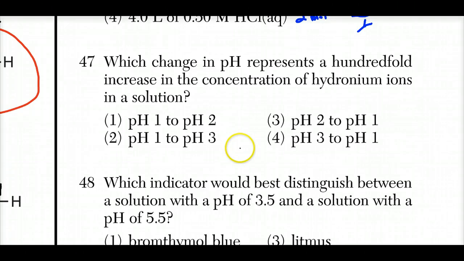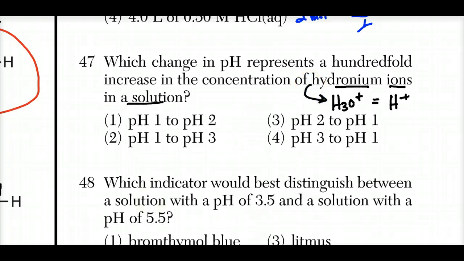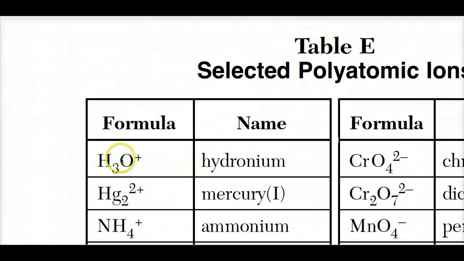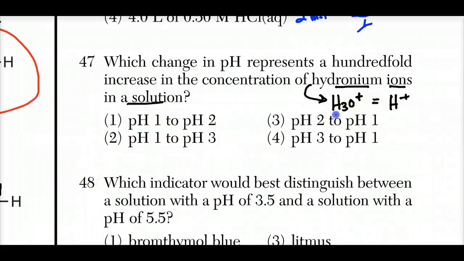Which change in pH represents a 100-fold increase in the concentration of hydronium ions in a solution? Hydronium is H3O+. It is synonymous with H pluses. Now, if you didn't know what a hydronium was, table E shows you. And there it is, hydronium. It's a polyatomic ion, a cluster of nonmetals. Okay, we know what the hydronium ion is. You should know from concept it comes from acids. Acids produce H pluses. H pluses sometimes are donated to water to create this water with an extra proton. But essentially, we have an acidic solution.